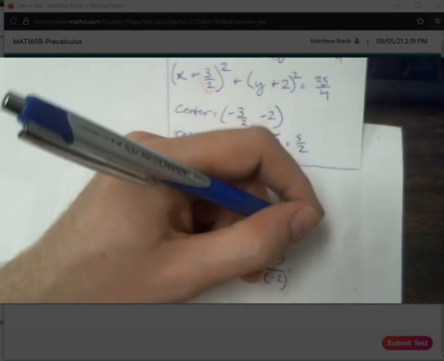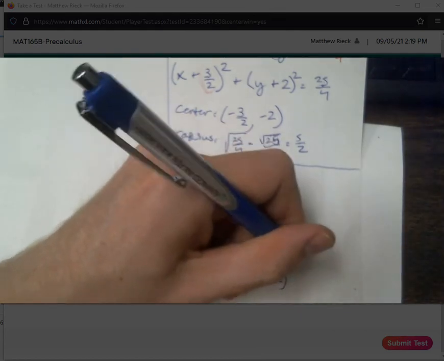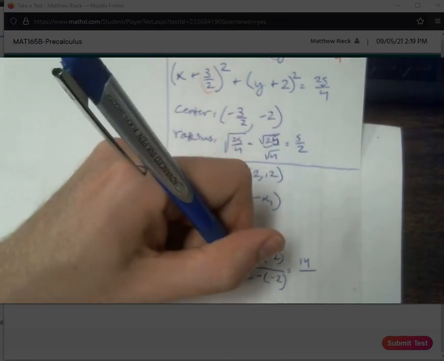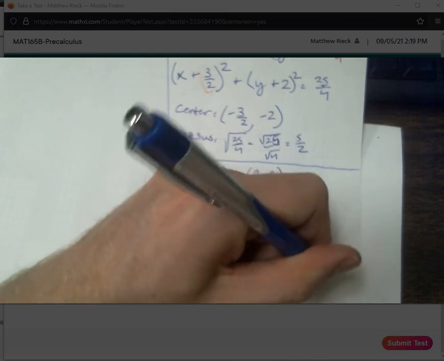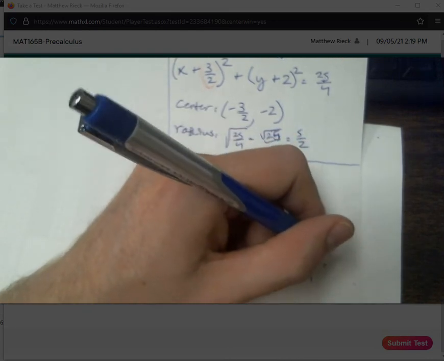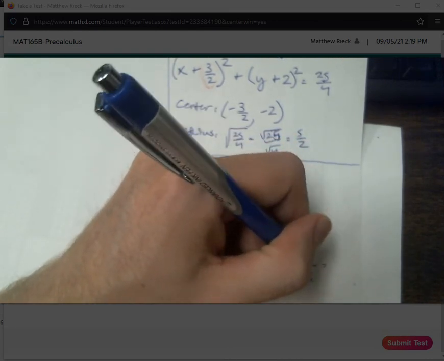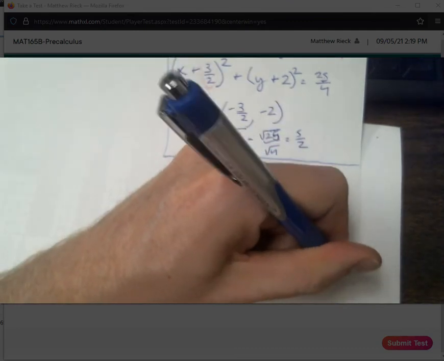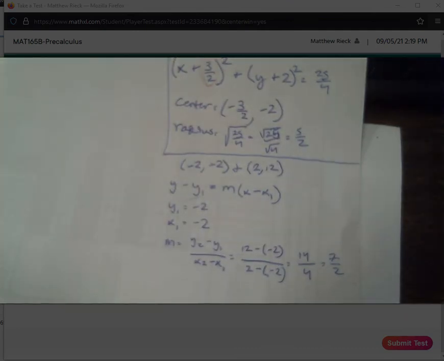So we have 12 minus a -2, so that's going to be +2, so that's going to be 14. And then 2 minus a -2 is going to be 4, which has a common factor of 2. So we have 7/2 as my slope. All right.